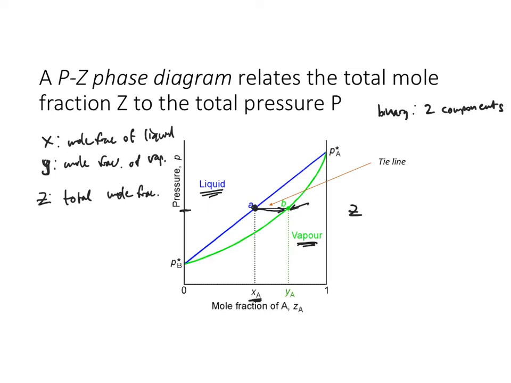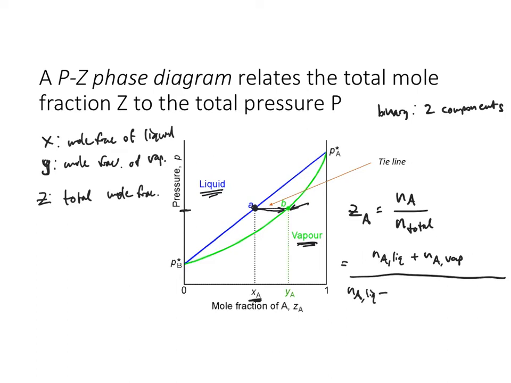So how do we calculate Z for a given component A? Well, it's going to be the total number of moles of A divided by the total number of moles in the entire system. And the book tells us this is just the number of moles of A in the liquid state plus the number of moles of A in the vapor state, divided by the number of moles of A in the liquid plus the number of moles of A in the vapor plus the number of moles of B in the liquid plus the number of moles of B in the vapor. And remember, this is a binary mixture, so there's only two components here.